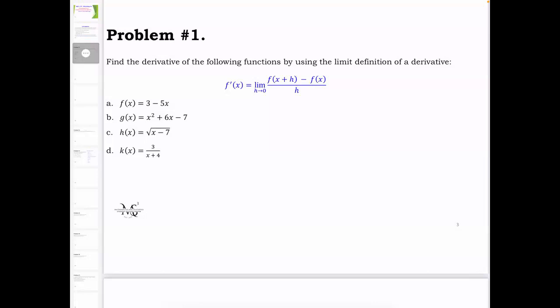Now, the examples that I choose for this exercise require you to know how to compute limits analytically, right? Where you have to use some sort of factoring technique, talking about conjugates and the LCD methods to sort of simplify your limits. So with the first example, I'll do part A on this slide. It says f of x is equal to 3 minus 5x.